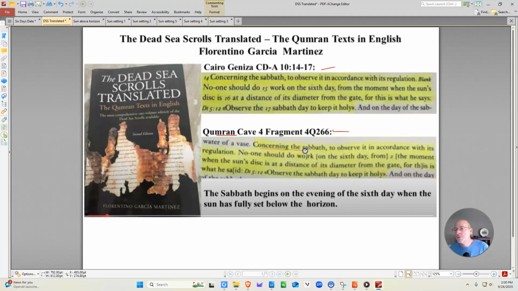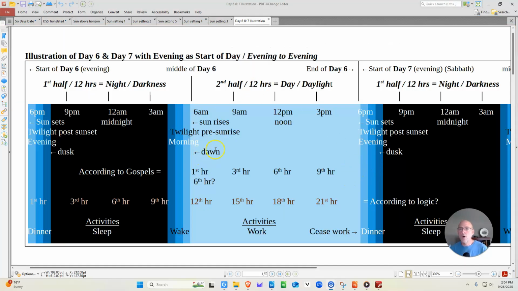Concerning the Sabbath, to observe it in accordance with its regulation, no one should do work on the 6th day from the moment when the sun's disk is at a distance of its diameter from the gate. Okay, so how they've translated this is that no one should do work on the 6th day. Okay, let me show you what that would look like on this timeline.